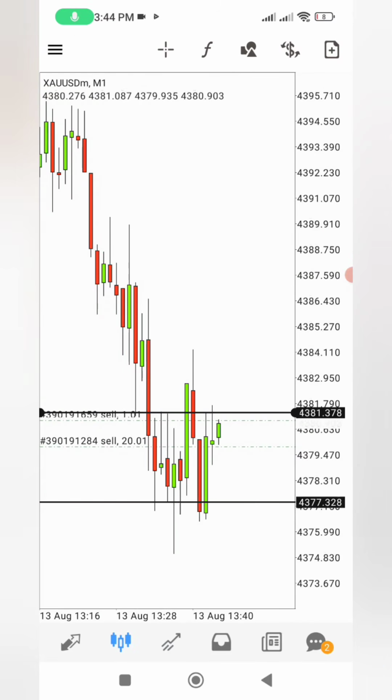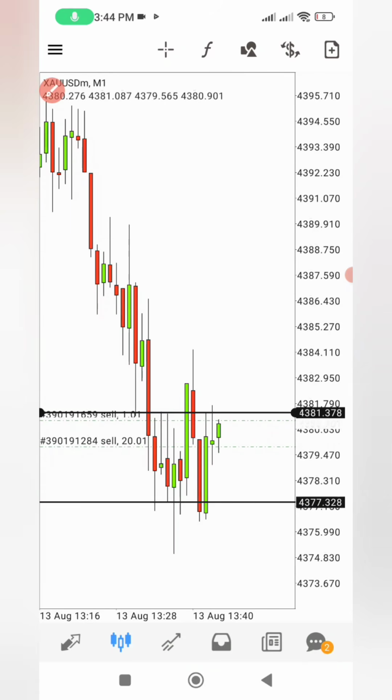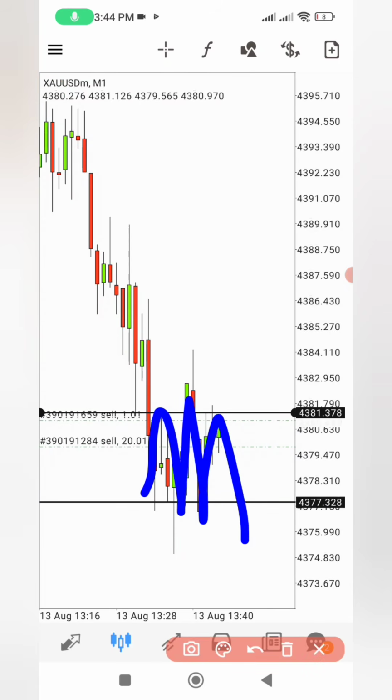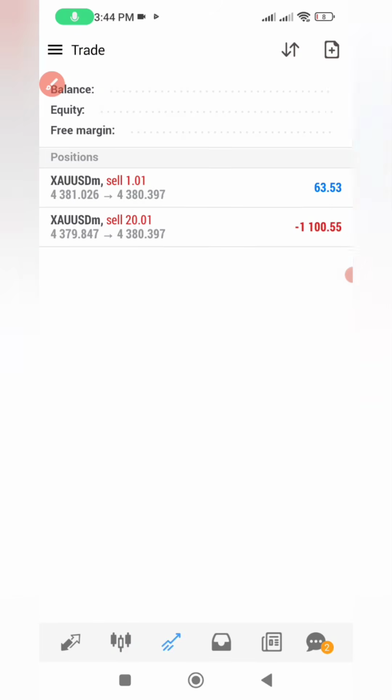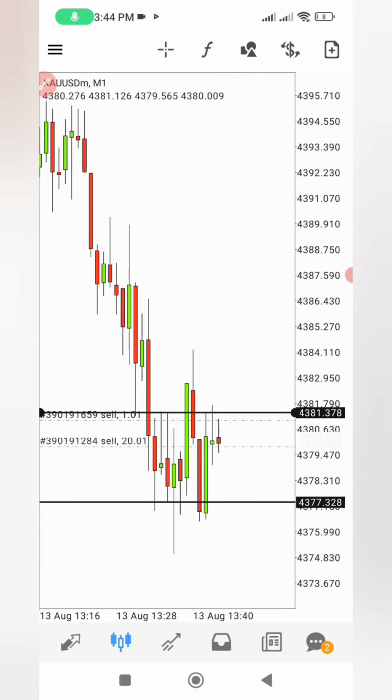This one we entered at the place where you want to enter, which is at the top there. The other ones we entered right here, but all are sell trades for gold to go down in this consolidation that we have right here. This is a small consolidation. And now the first trade is in profit. The second one is around a $900 loss right there. So let's wait and see what we will do right now.